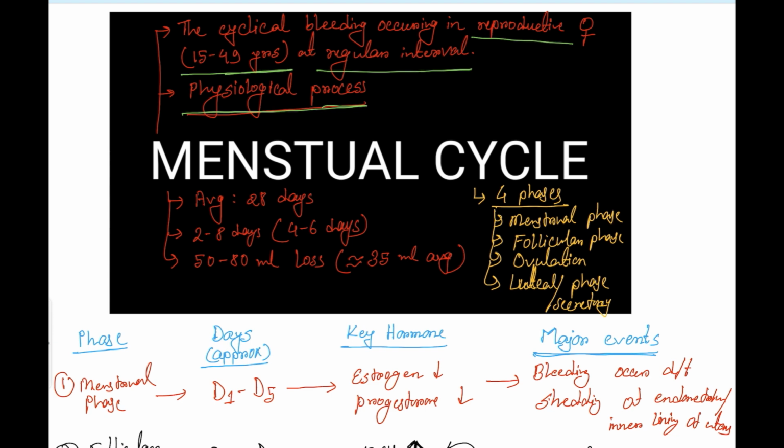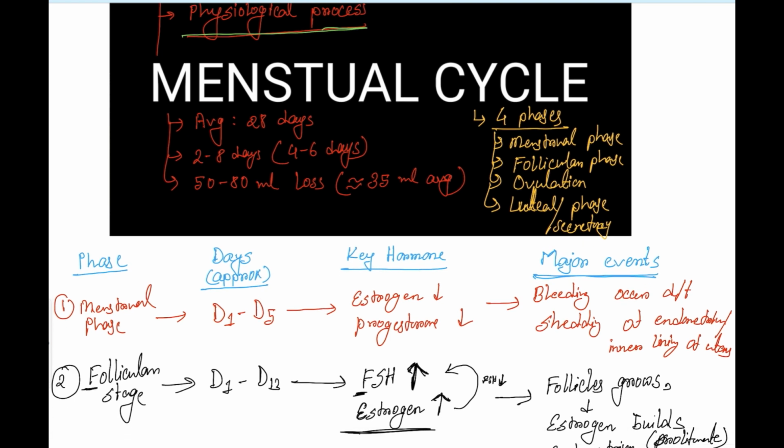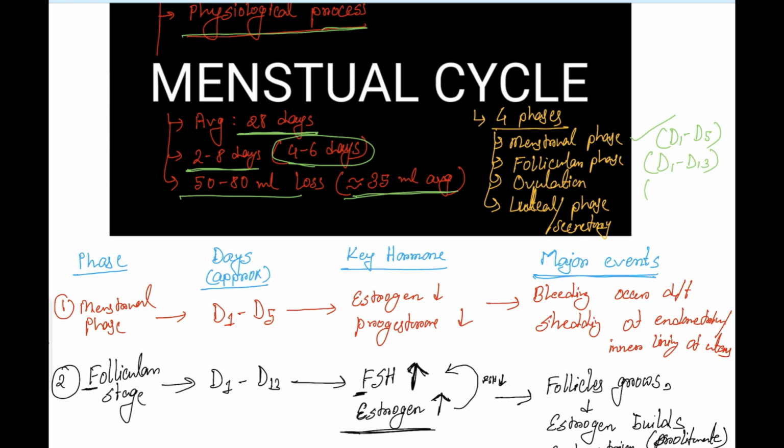Can you understand? So it's a physiological process, and the average duration of this menstrual cycle is 28 days, and the bleeding stays for 2 to 8 days, on an average 4 to 6 days. Okay. So average blood loss through this menstrual cycle is 35 ml and ranges from 50 to 80 ml. And this menstrual cycle has a total of 4 phases. I have discussed that: menstrual phase that stays from day 1 to day 5, follicular phase that stays from day 1 to day 13, ovulation phase that exclusively stays on day 14, and luteal phase that stays from day 15 to day 28, approximately 14 days.